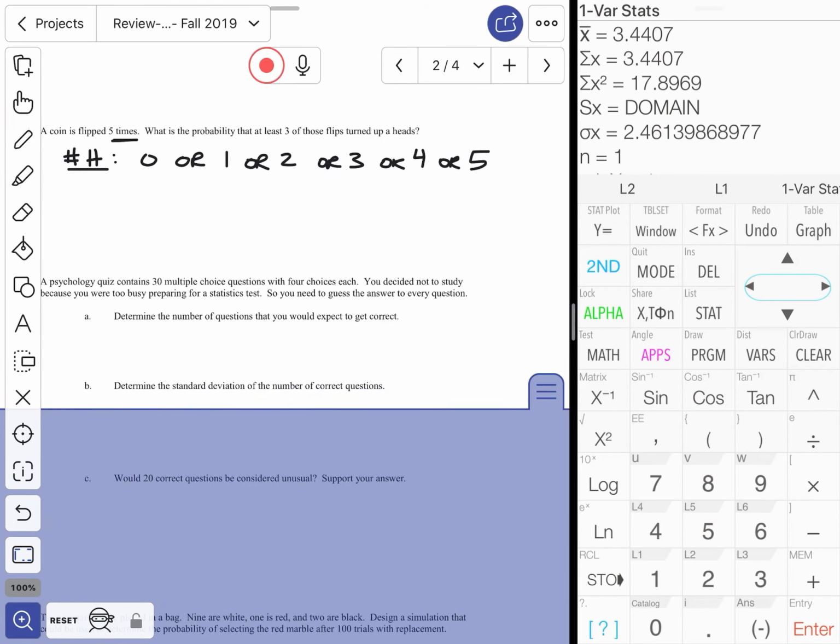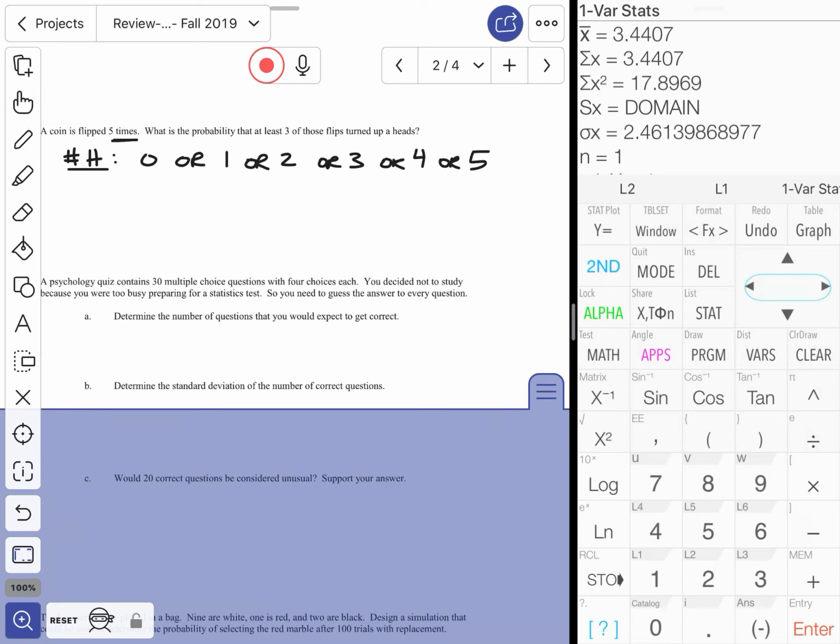All right, so the number of heads, when I flip a coin 5 times, I can get no heads. I can get only 1 head, which would mean I got 4 tails. I can get 2 heads, which means 3 tails. 3 heads, which is 2 tails. 4 heads, which is 1 tail. 5 heads, which would be no tails.